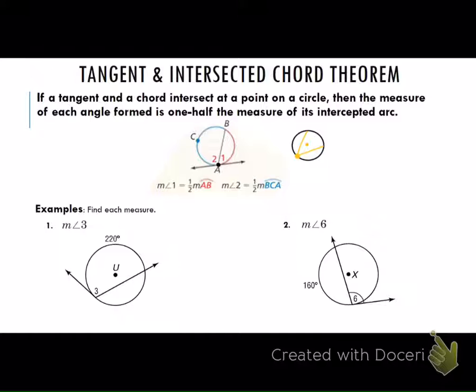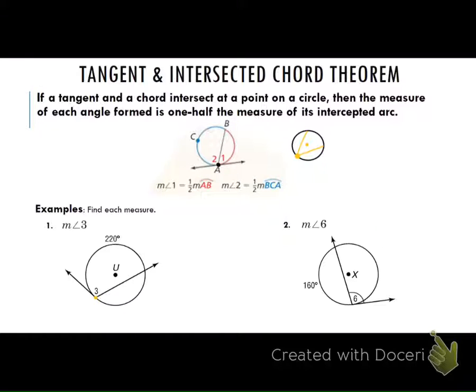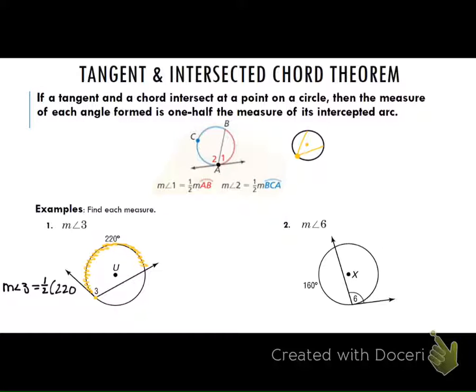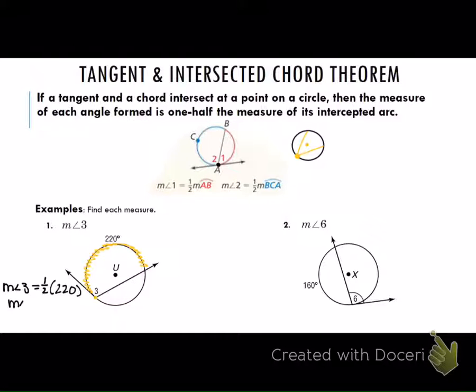So let's look at this. We want the measure of angle 3. Is our vertex on the circle? It is. So we know that the measure of angle 3 is 1/2 the measure of its intercepted arc, which is this arc here. How many degrees is that intercepted arc? 220. So we'll do half of 220. So the measure of angle 3 is 110 degrees. The second one is 100.